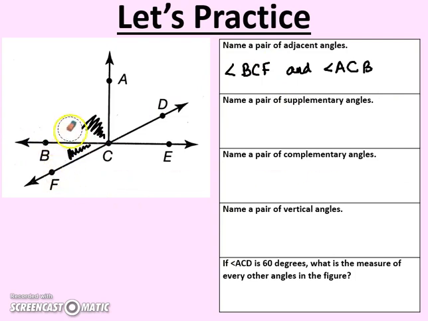All right, let's work on finding a pair of supplementary angles. To do so, you have to just find a straight line. And there are two different straight lines here, so we can see different amounts. But I'm going to go ahead and use this straight line.